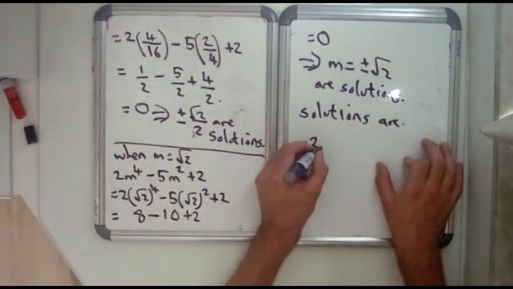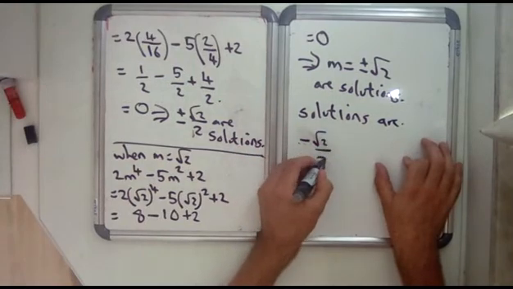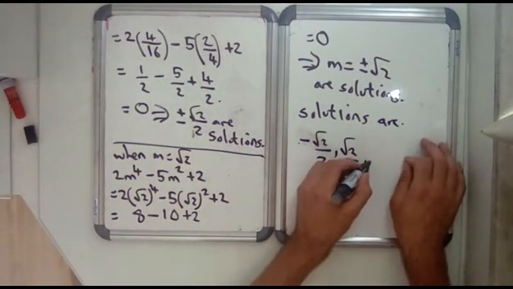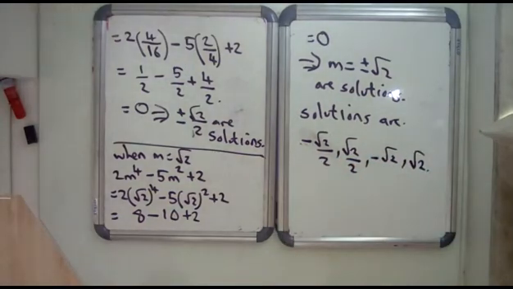So the solutions are minus root 2 over 2, root 2 over 2, minus root 2 and root 2.